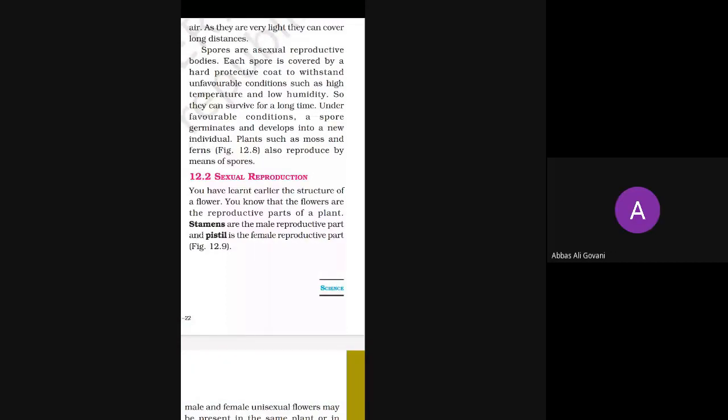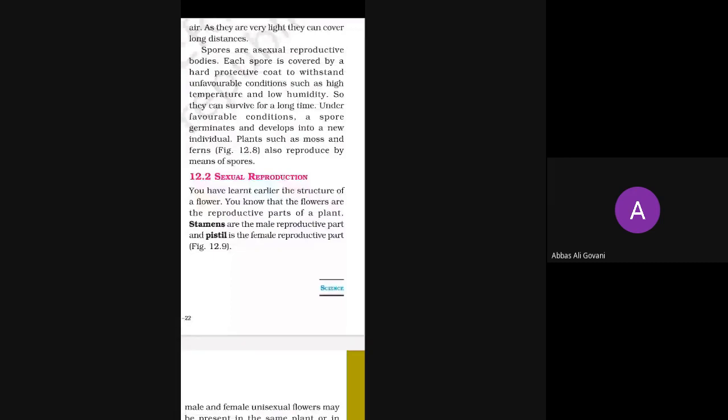12.2. You have learned early the structure of a flower. You know that the flower is the reproductive part of a plant. Stamens are the male reproductive part and pistil is the female reproductive part. Fig 12.9.